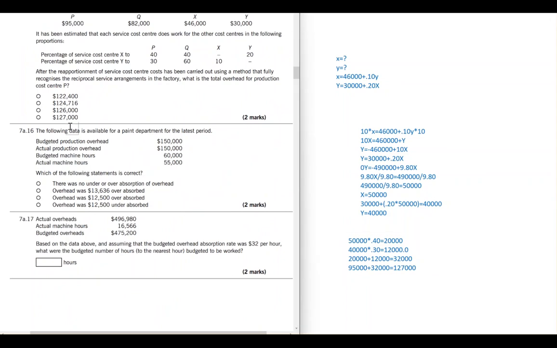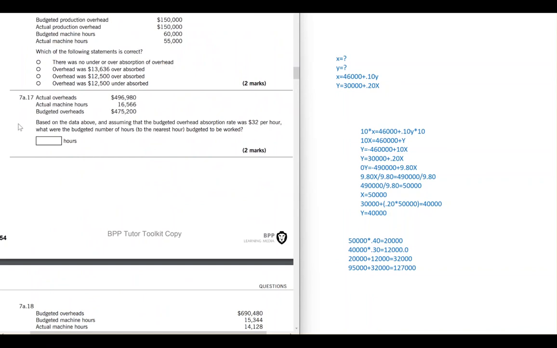I will leave this for you. Based on data above and assuming budgeted overhead absorption rate was 32 per hour, what was the budgeted number of hours to nearest hour budgeted to be worked? We have actual overheads, machine hours, budgeted overheads. So what are they asking? What were the budgeted number of hours?